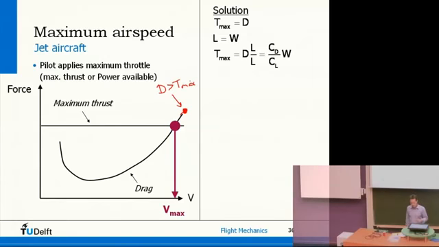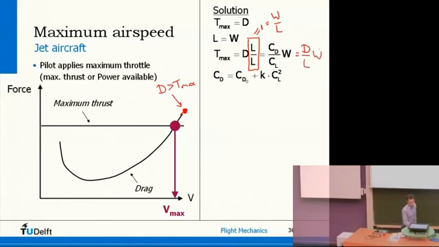So maximum thrust is drag. So you can also say, well, that's actually drag multiplied with 1, lift divided by lift. Now, since lift is equal to weight, you can also say, well, that's weight divided by lift. So then you get maximum thrust is drag divided by lift multiplied with the weight. And that's the same as saying that's the drag coefficient divided by the lift coefficient multiplied with the weight.